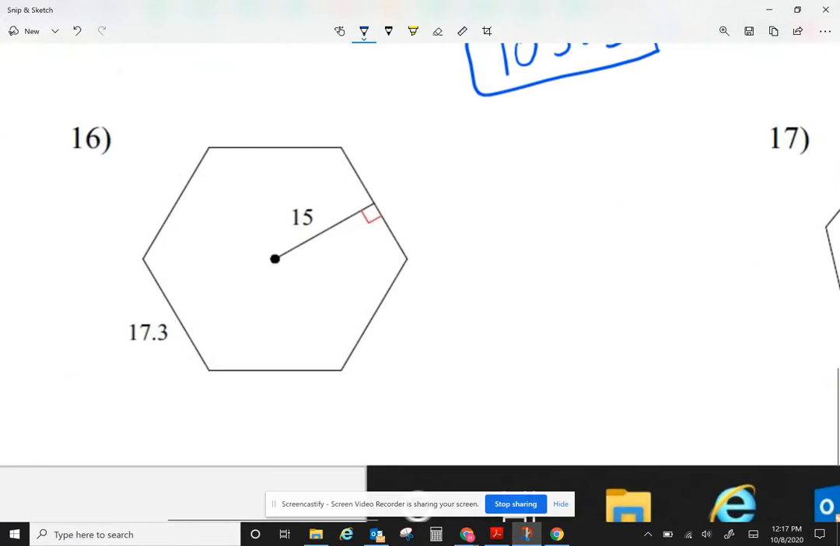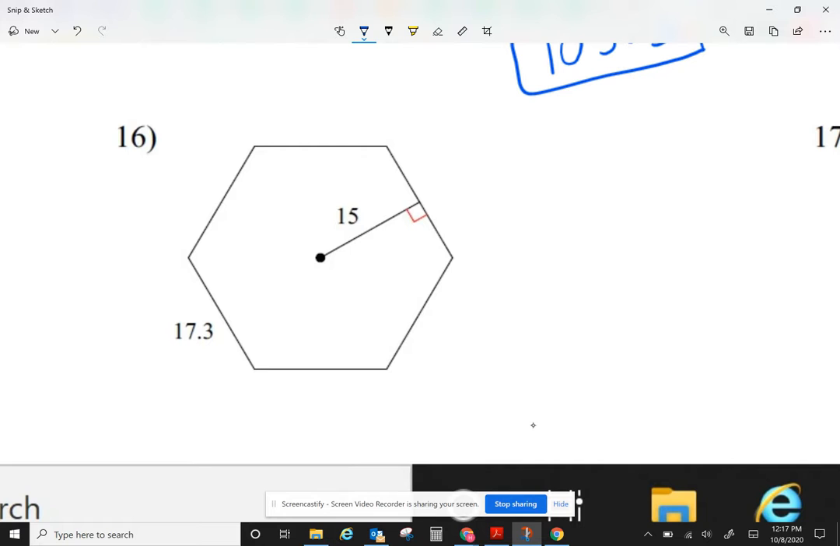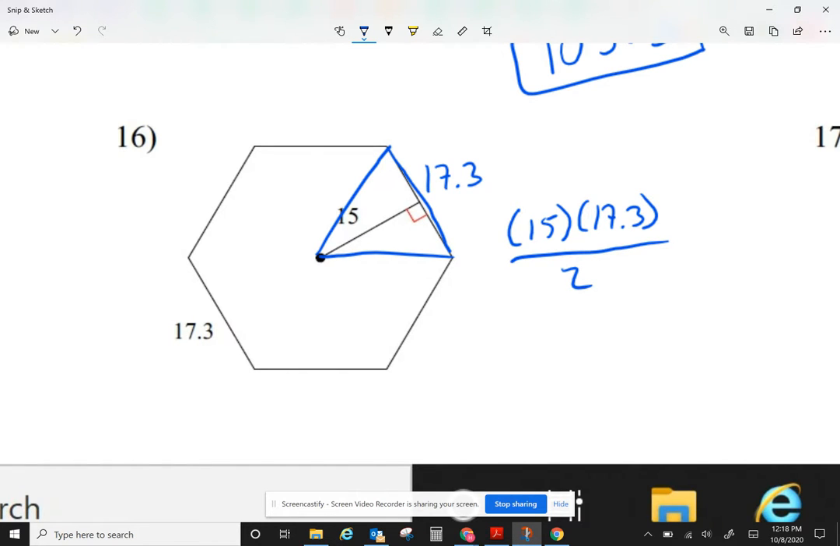Let's talk about number 16. I'm going to get the area of one triangle. I'm focused on this triangle, the one I painted in blue, because you can see my 90-degree angle in there. One of my measurements there is 15, and the other one is 17.3. I said that all the sides on the outside are the same length. So to find the area of that triangle, I'm going to go 15 times 17.3, and my result, I'm going to divide by 2. I grab my calculator for that, and I get 129.75.